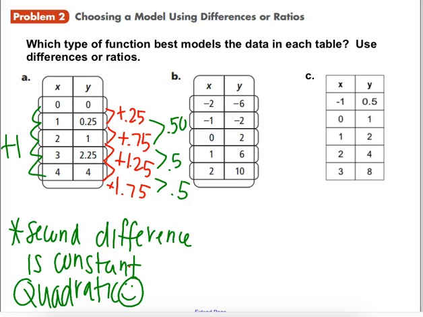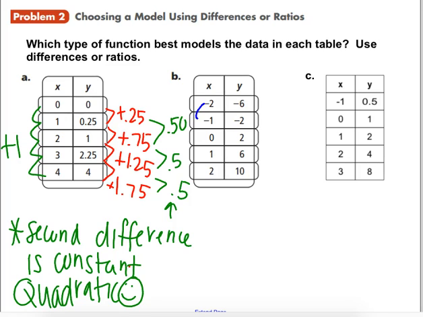So do you guys see that? How your second difference was 0.5, 0.5, 0.5. Therefore, it's quadratic. Okay? I think that one's the hardest to notice just because you have to do a two-step thing. Okay, let's check out B.